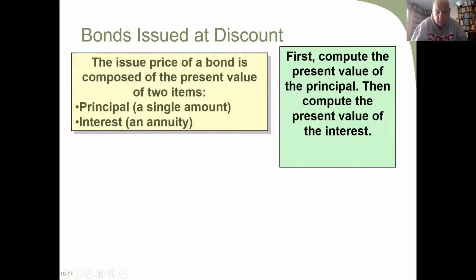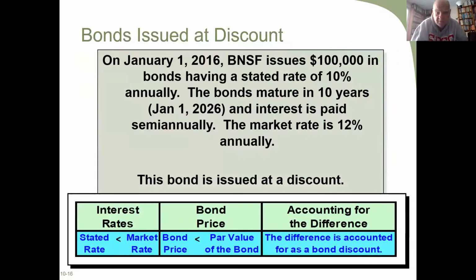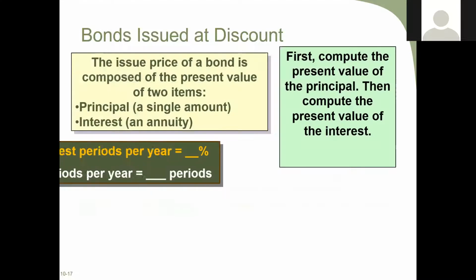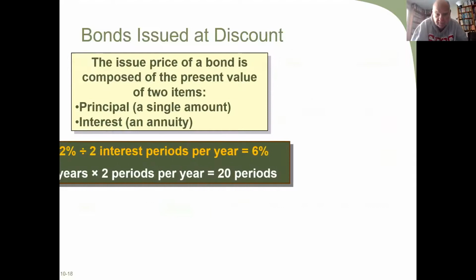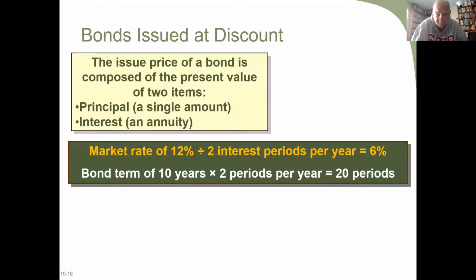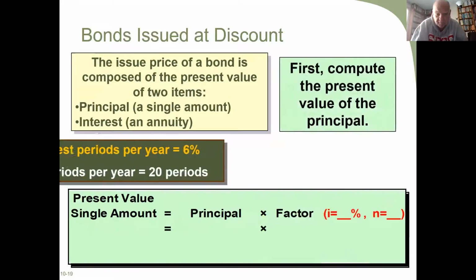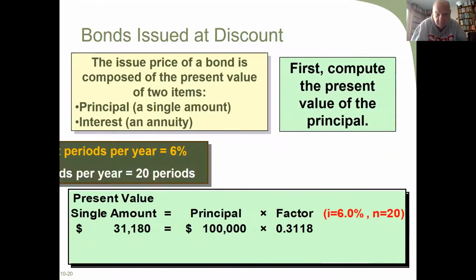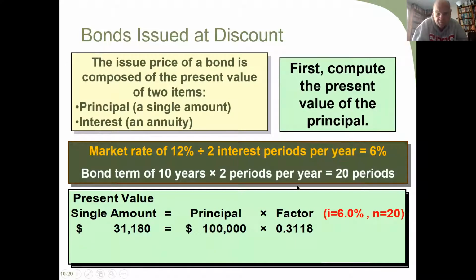So this bond was 10%, market rate 12. Okay, so take a look at this. The market rate was 12, but we're paying it twice a year. So we can cut it down to 6. So it's really 6% for 20 periods.